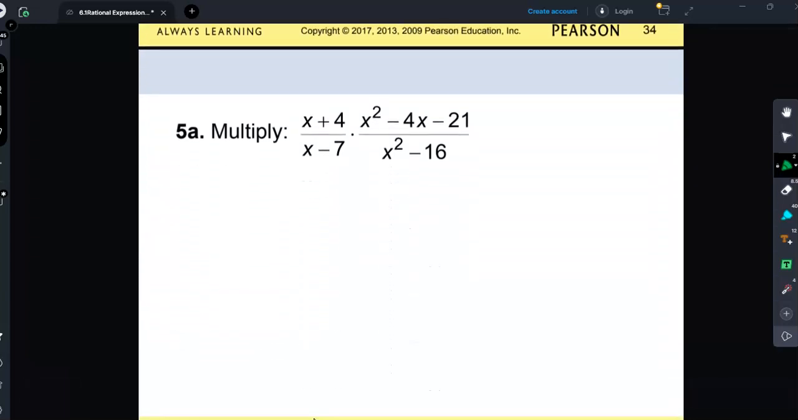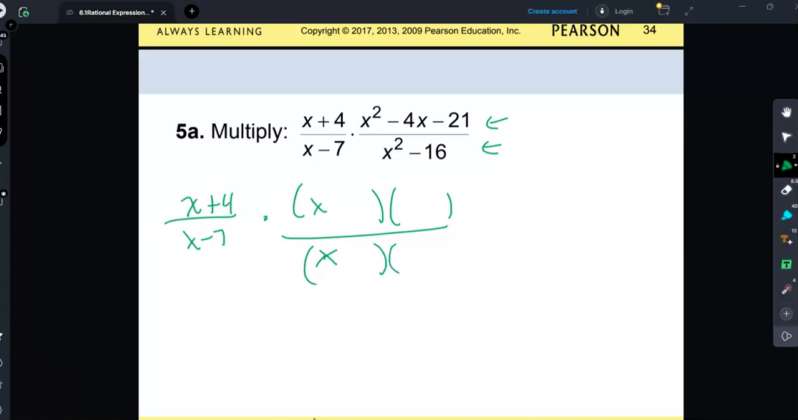Okay, so how would you multiply this? Well, it says factor and get rid of anything that is common. So we have 2 parts to factor. We don't need to worry about this one, so we can just rewrite it, right? x minus 7. And then we're going to factor this. And we're going to factor this.